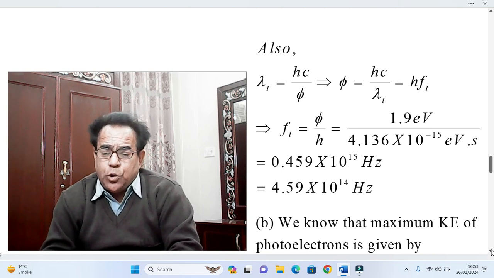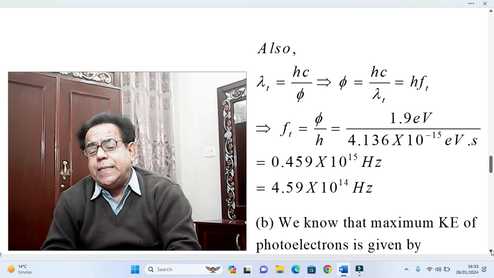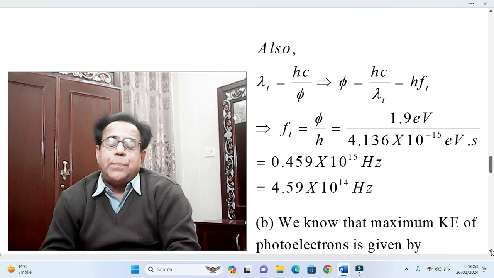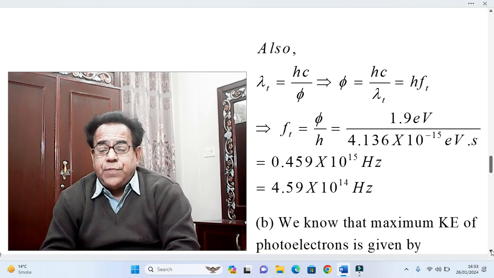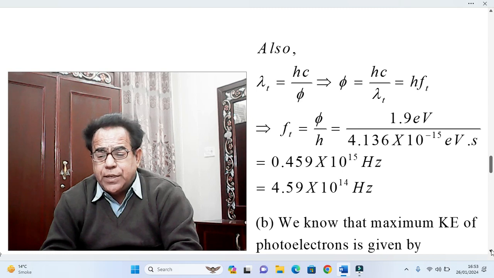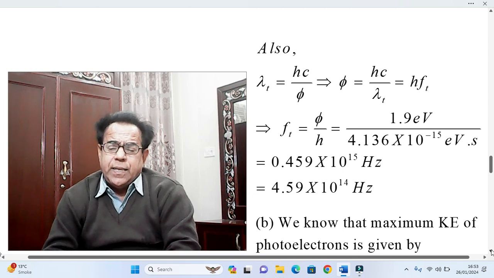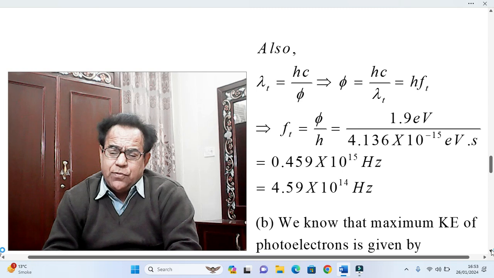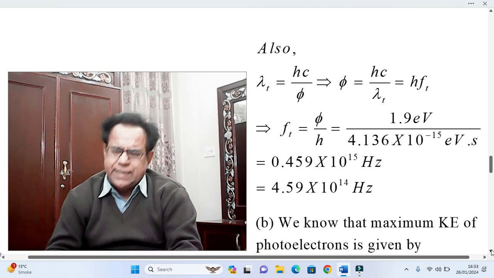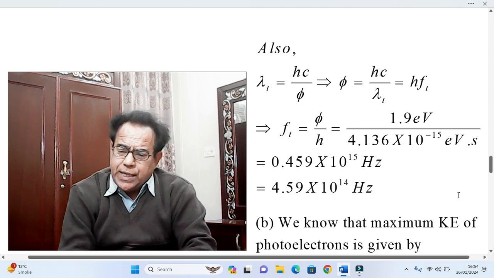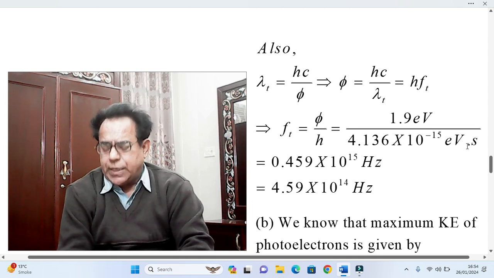It is further important to point out here that the value of Planck's constant in this table, included as snapshot number 1, has been given in two different systems of units, and we have chosen one out of those two. One is that in which electron volt is involved, and the other is in some other units. Anyhow, out of those two values, we have chosen 4.136 into 10 raised to the power minus 15 electron volt into second.